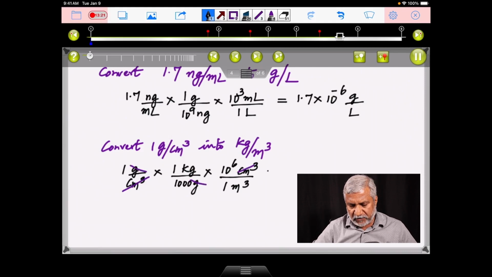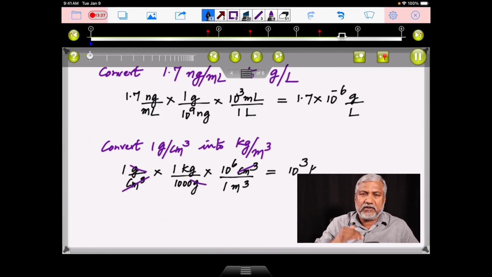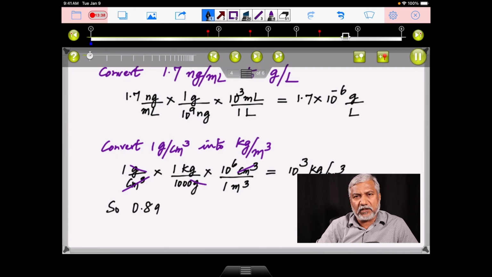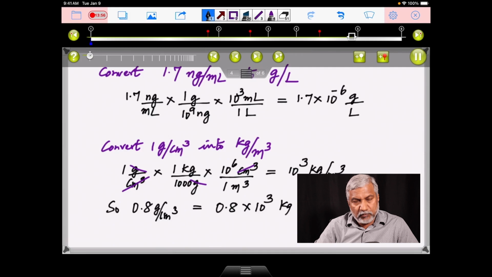Gram cancels out the gram and you are left with 10 to the power 3, because you got 10 to the 6 on top, 10 to the 3 below, that's 10 to the 3 on top. So that is going to be very important whenever you change gram per centimeter cube into kilogram per meter cube, just multiply with 1,000. So as an example, if it's 0.8 gram per centimeter cube, it's just that times 1,000, which makes it 800 kilogram per meter cube. You may just leave it as 0.8 times 10 to the 3, which is good, or you can put it as 800 kilogram per meter cube.